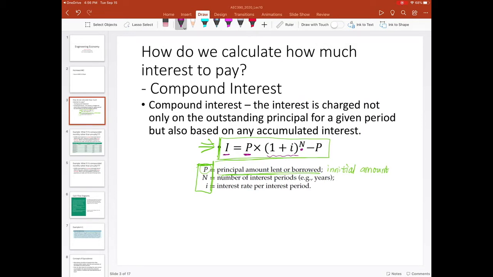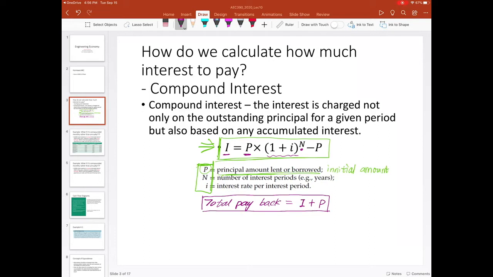And we said the total payback should be the total interest plus the principal, or the initial amount you borrowed, right? So this is what we have learned in the last class.